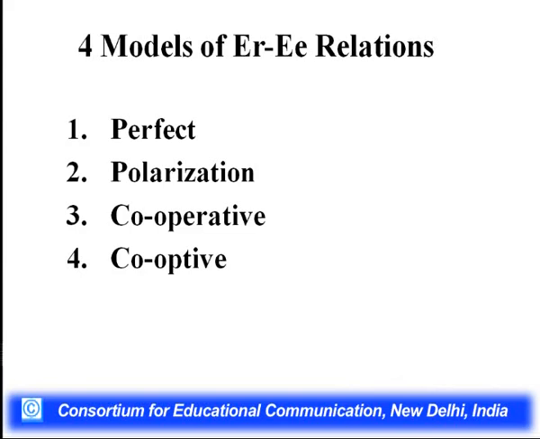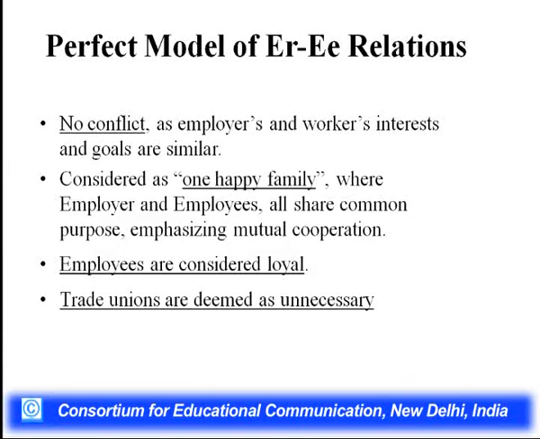Now these are the 4 important models of employer and employee relations. The first one is the perfect, second is polarization, third is cooperative, and fourth is the co-optive. As far as the first, perfect model of ER and EE relations is concerned, this creates no conflict between the two. It is the more desirable one, and in this case even the labor union or trade union is deemed unfit or unnecessary, because there is no conflict provision as such, no conflict arises, and the interests of both the employer and employee are set together.